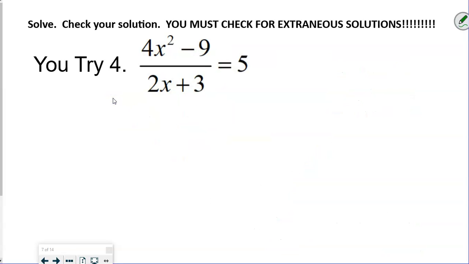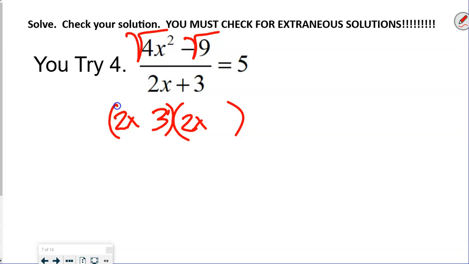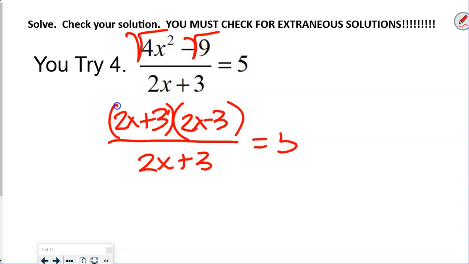Go ahead and do this one as well, and then come back to me when you're done and check your answer. So here we go again. We're going to factor our numerator. That's going to give us 2x and 2x and 3 and 3 plus and minus. That's over 2x plus 3. We're going to set that equal to 5. So here again, we have a 2x plus 3 and a 2x plus 3, so this is going to be 2x minus 3 equals 5. Add 3 to both sides.